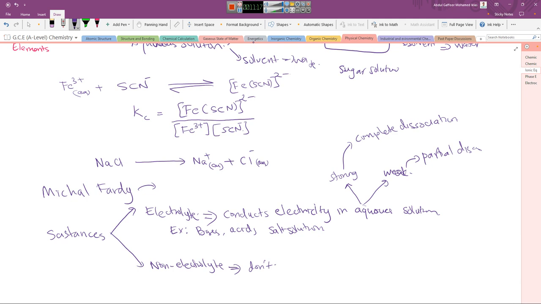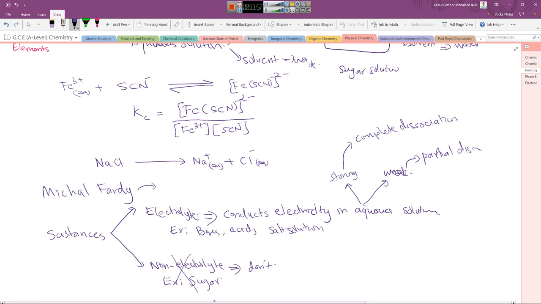And a perfect example for non-electrolyte is sugar solution, right? Sugar solution does not conduct electricity, as sugar dissolves in water to produce sugar molecules. Since sugar solution does not dissociate into ions, it cannot conduct electricity. This process is called solvation. We are not going to talk about non-electrolytes in this chapter, and we will be talking about electrolyte and non-electrolyte in detail in our electrochemistry portion, right?